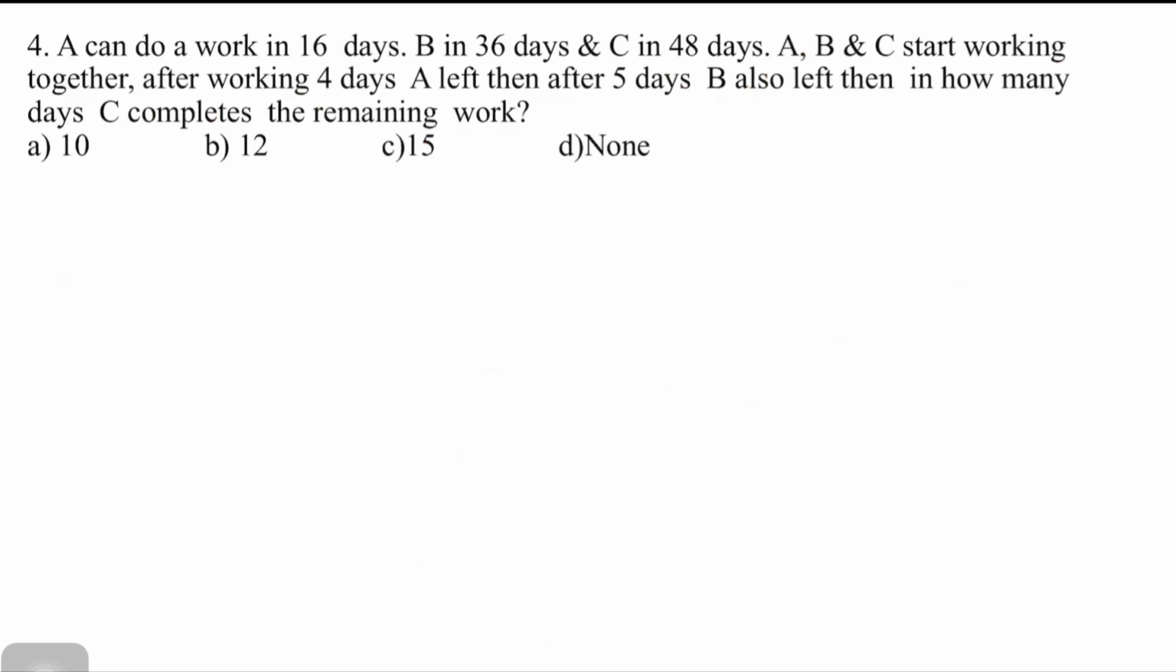A can do a work in 16 days, B in 36 days and C in 48 days. A, B and C start working together. After working 4 days, A left. Then after 5 days, B also left. Then in how many days does C complete the remaining work? Okay.